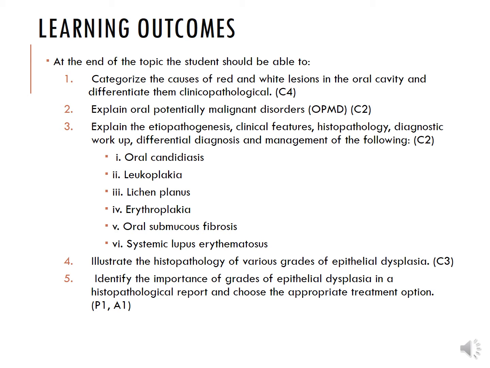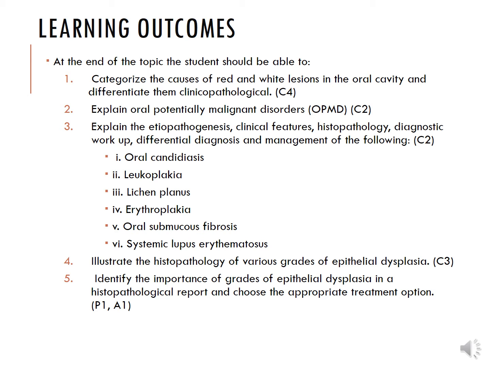Two, leukoplakia. Three, lichen planus. Four, erythroplakia. Five, oral submucous fibrosis. And six, systemic lupus erythematosus. The fourth learning outcome is you should be able to illustrate the histopathology of various grades of epithelial dysplasia. And lastly, you should be able to identify the importance of the grades of epithelial dysplasia in a histopathological report and choose the appropriate treatment option.